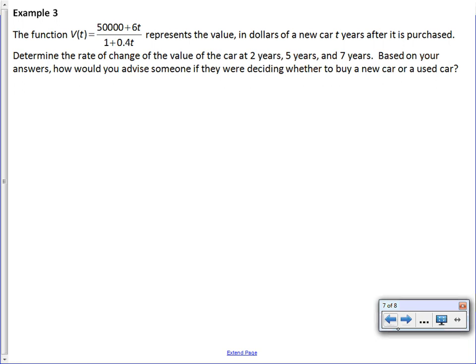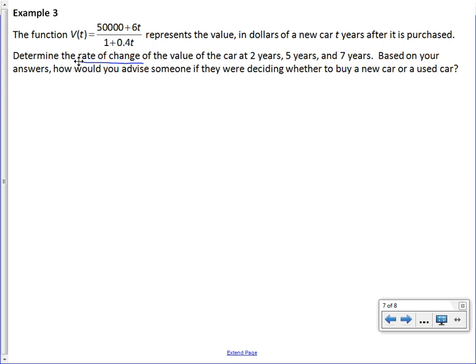So the idea here is to actually answer the question, I need some data. The data is find the rate of change of the car at 2 years, 5 years, and 7 years. So before I can plug in numbers, what do I need first? Derivative. So anytime you're asked, again, we're bringing it back to basics, right? What is really a derivative? It's a function that outputs instantaneous rates of change, or it's a function that outputs slopes of tangents. That's the purpose of a derivative. It gives you rates of change.